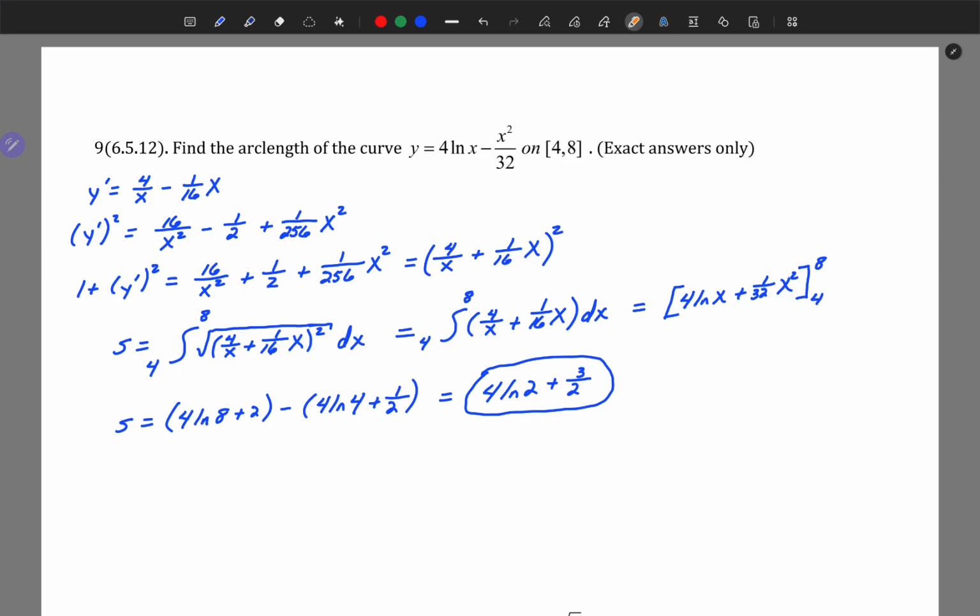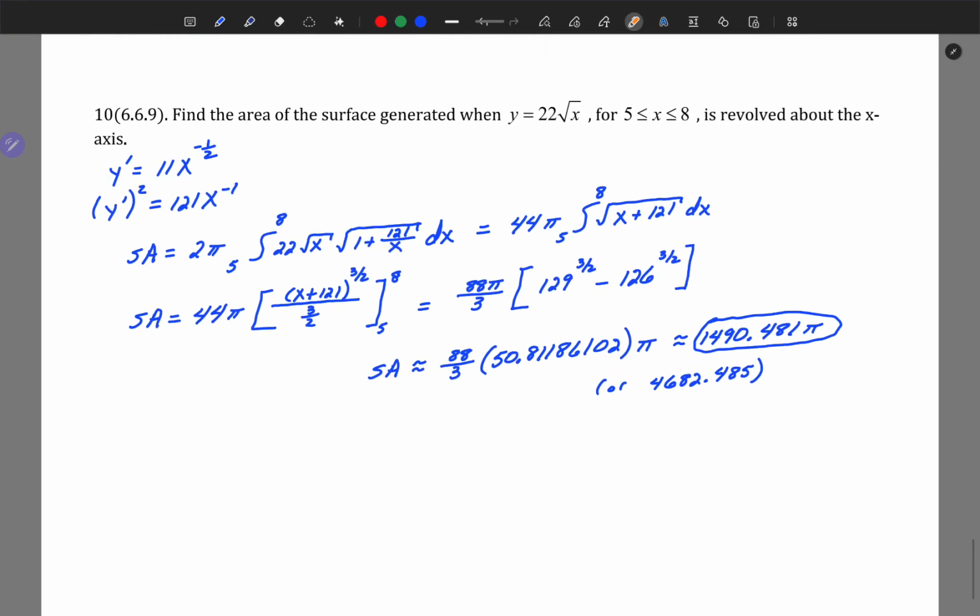Could you have left the 2 natural log terms out individually? You could have, but this looks better. Then this would be my 4 over 2 here. I have 4 over 2 minus 1 over 2 for 3 over 2. Final glorious answer there. For the last problem, this is a pretty short test here.